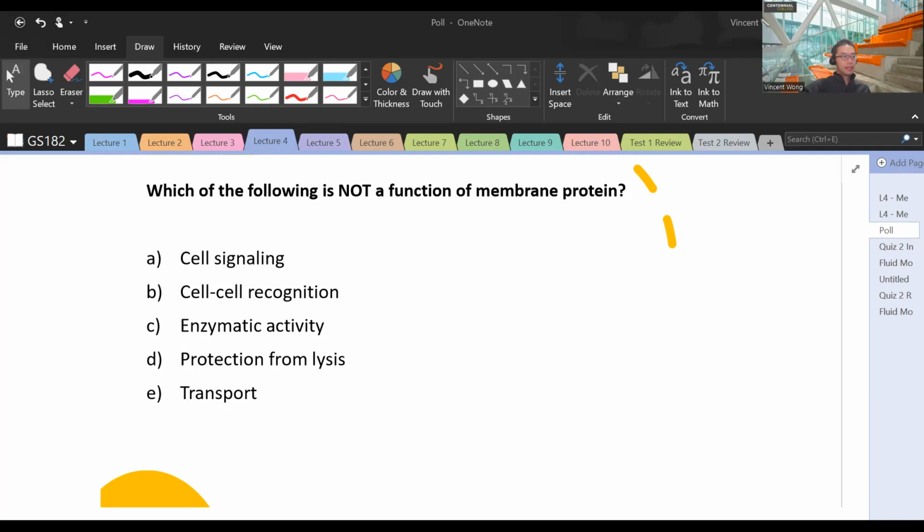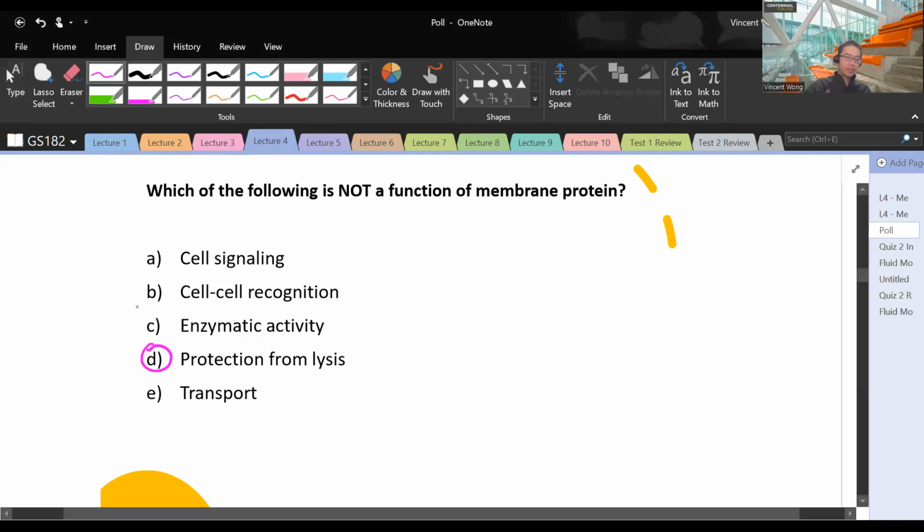Okay, so that was a minute. And the correct answer is protection from lysis. So of the 6 functions that we talked about, all these are included, but it doesn't protect the cell from bursting. That's the answer that we're looking for. Okay.